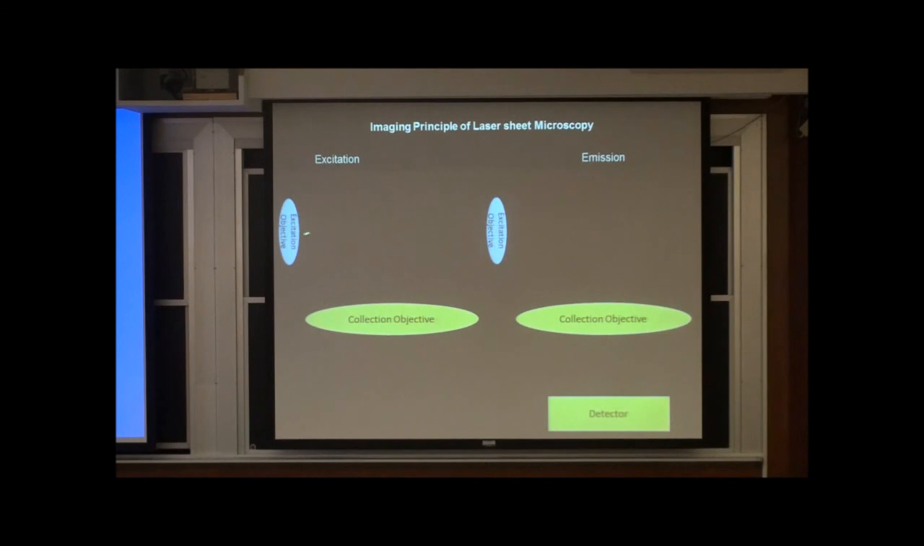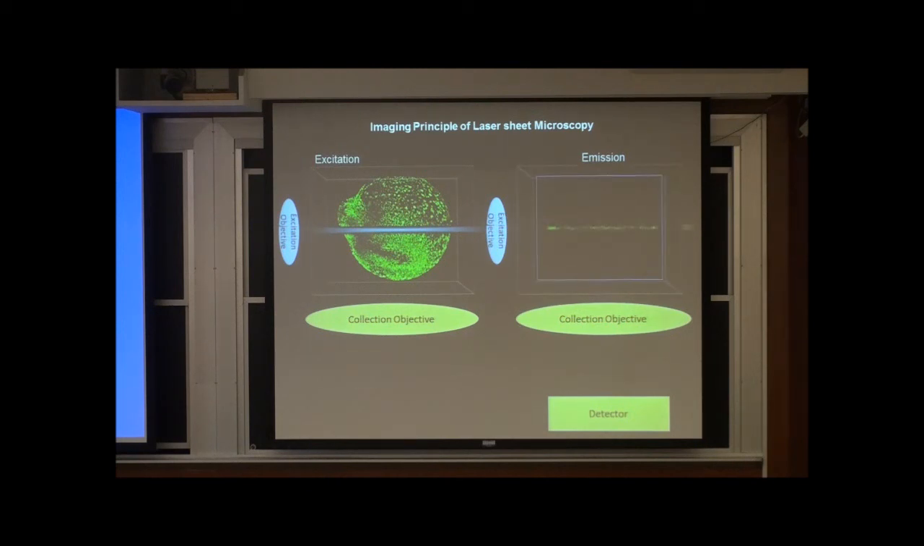But in the microscope I am using, a separate objective from the side images a similar sample, creating a thin laser sheet in the plane using a proper combination of excitation objective and scanner, and we collect the emission only from this plane on the detector.